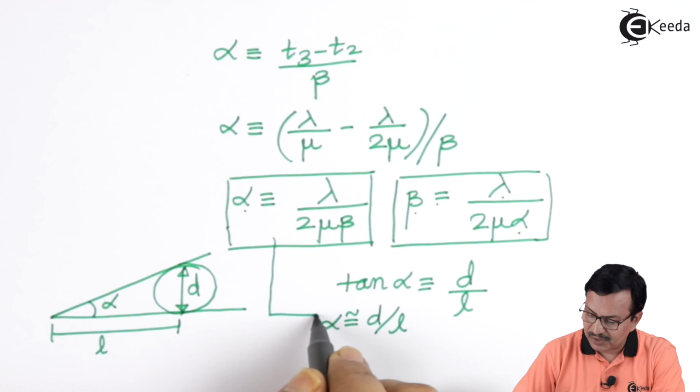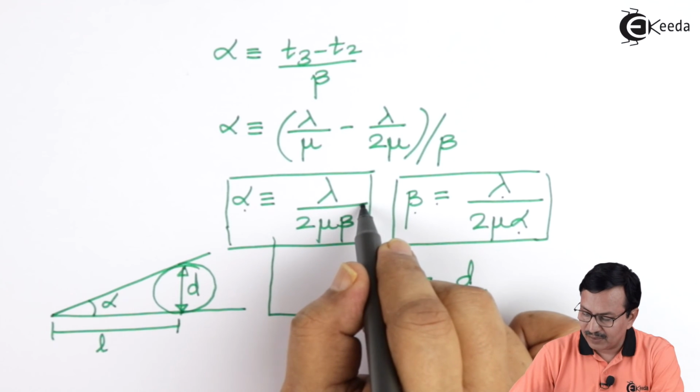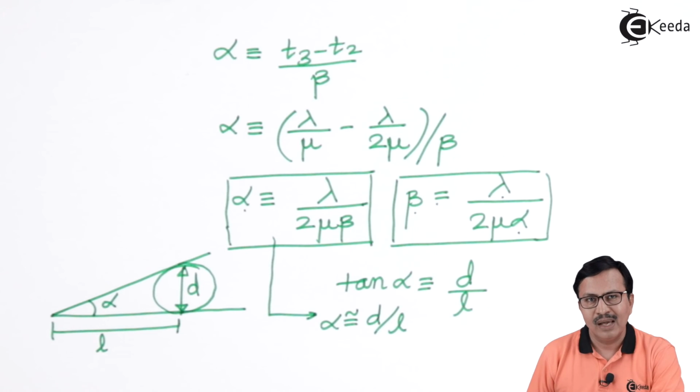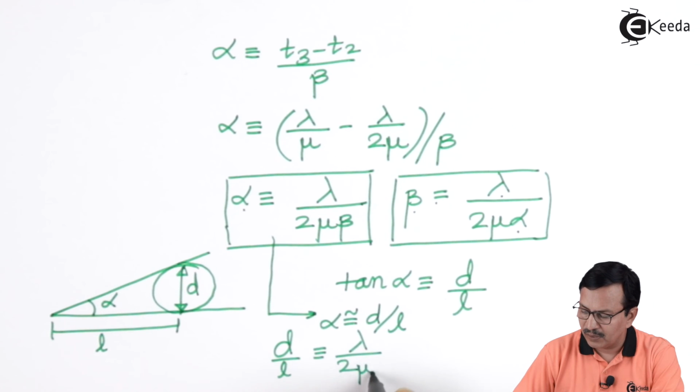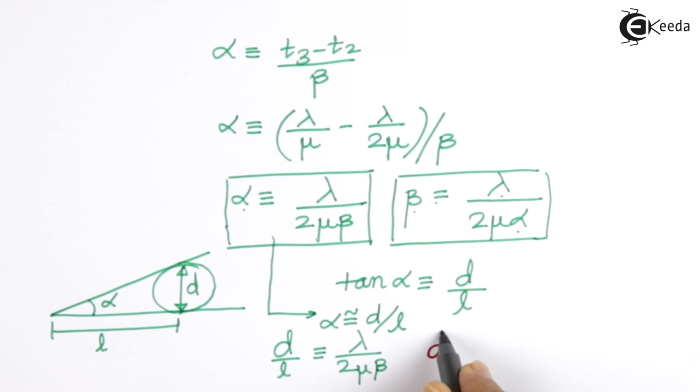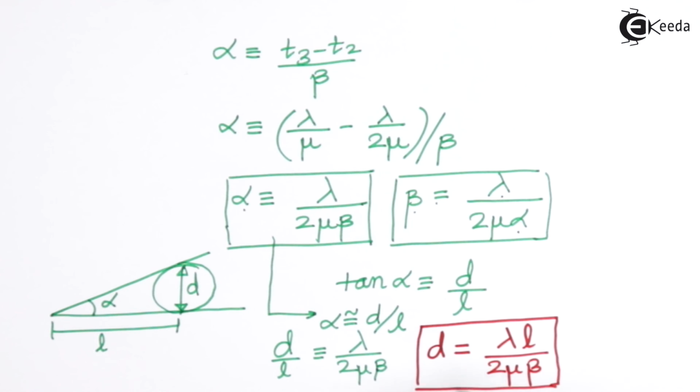So can we equate this expression and this expression? Yes, we can do that, because both of them are expressions for the wedge-shaped film. And therefore, D upon L is equal to lambda upon 2 mu into beta. And hence, your diameter D is going to be equal to lambda into L divided by 2 mu into beta. It is this particular expression that will allow you to find out the diameter of the thin wire that makes a wedge of angle alpha and is placed at a distance L from the point of contact of the two plates in the wedge-shaped film.